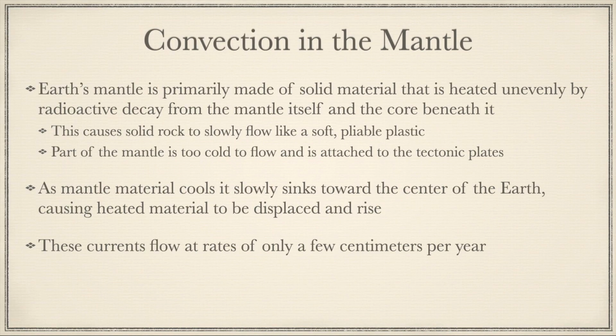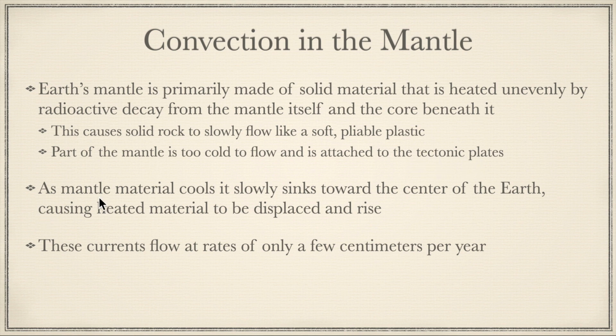So convection in the mantle. So Earth's mantle is primarily made of solid material that is heated unevenly by radioactive decay from the mantle itself and the core beneath it. So this causes solid rock to slowly flow like a soft, pliable plastic. So part of the mantle is too cold to flow and is attached to the tectonic plates.